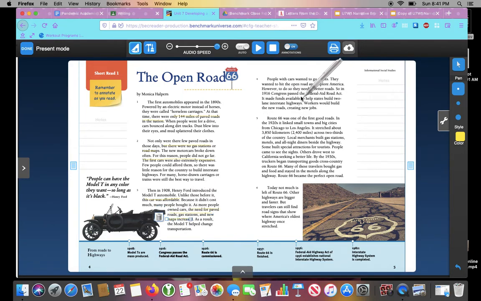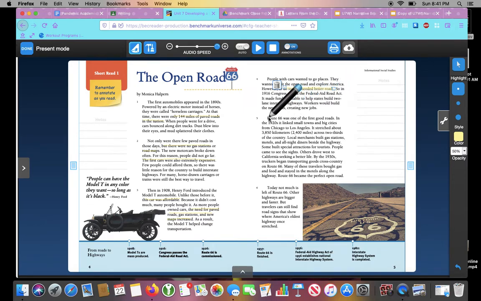All right, paragraph 4. I'm just going to change my highlighter to make it a little bigger. Oh, I have a pen. That's why it looks kind of funny. Okay, highlighter. People with cars wanted to go places. They wanted to hit the open road and explore America. However, to do so, they needed better roads. So in 1916, Congress passed the Federal Aid Road Act. It made funds available to help states build 2-lane interstate highways. Workers would build the new roads, creating new jobs. So they needed better roads. People wanted to go places and they needed better roads.